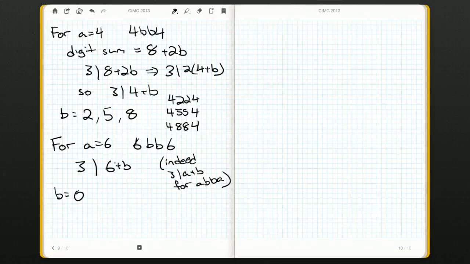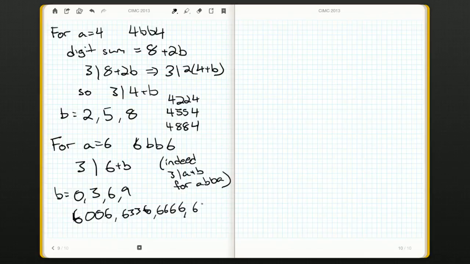Now remember, b can be 0 because it's in the middle. A couldn't be 0 because it was at the front, but b can definitely be 0. So we get 4 possibilities for 6. 6006, that's definitely divisible by 6. 6336, 6666, and 6996.